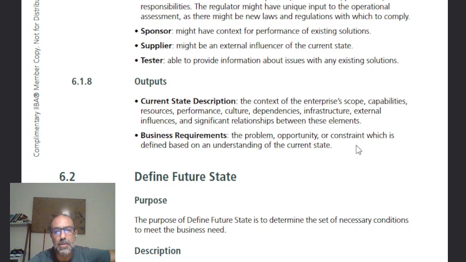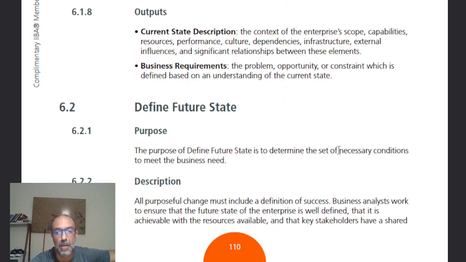So the current state description is literally everything we mentioned earlier: the context of the enterprise scope, capabilities, the resources, the performance, the culture, the dependencies, the infrastructure, the external influences, the significant relationships between these elements. And business requirements: the problem, opportunity, or constraint, which is defined based on the understanding of the current state. Amazing.